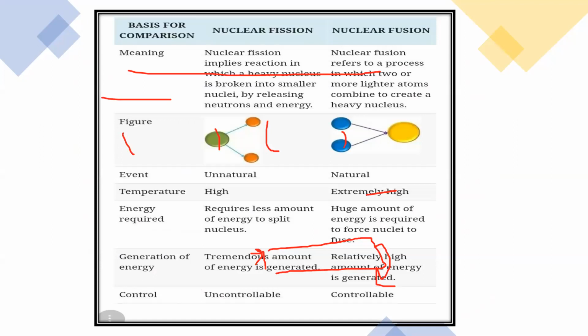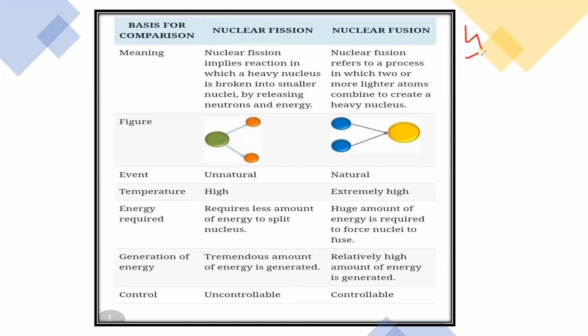After that we see some differences. Sometimes in the exam they ask for 4 marks: what is the difference between nuclear fission and nuclear fusion? Basically, the nuclear fission reaction is performed in a nuclear power plant, and nuclear fusion reactions are performed on the sun.